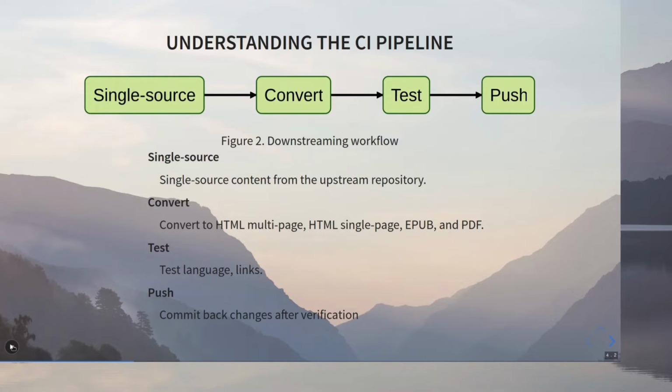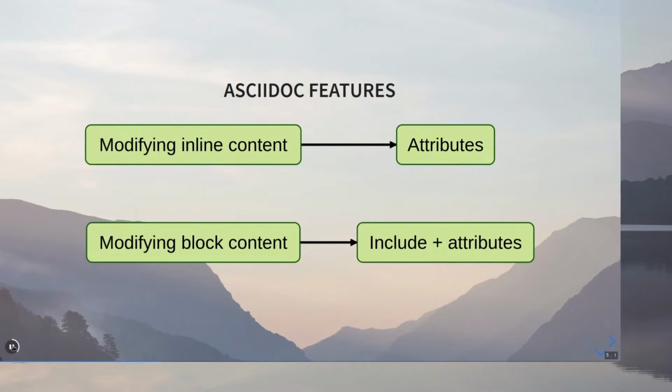There are two features that are really specific to AsciiDoc. The first feature is what we call AsciiDoc attributes, and it's basically variables, and that enables us to modify inline content, so simple content. And the second feature is we can have include statements, so we can include a file in AsciiDoc. That's something that you cannot do with Markdown, even with extended Markdown. And if you combine it with attributes, then you can have different block contents depending on the context.